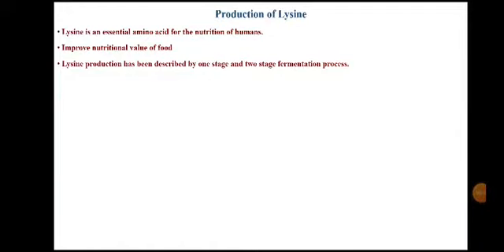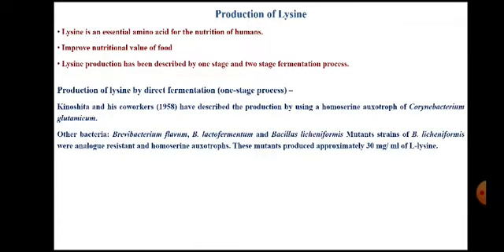Lysine is another amino acid which is produced on large scale. It is one of the essential amino acids and required for the nutrition of humans and animals. So this is basically useful to improve the nutritional quality of food. Lysine production has been described by one stage as well as two stage fermentation process, that is direct fermentation and dual fermentation. Production of lysine by direct fermentation, that is the one stage process.